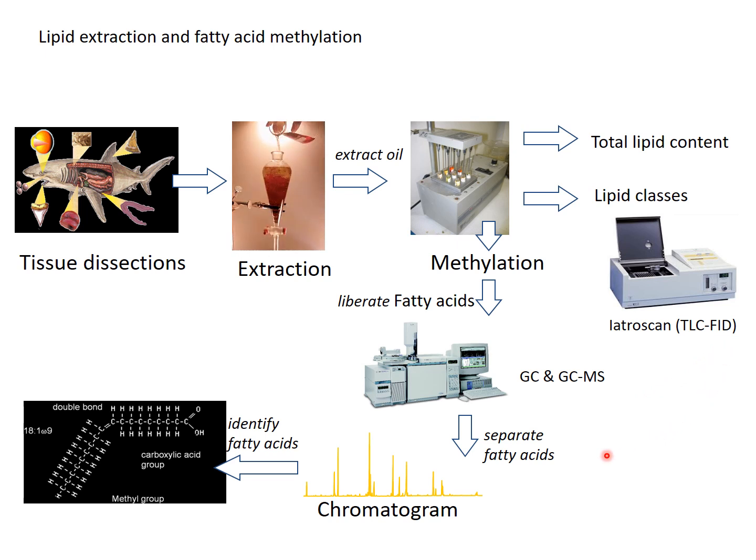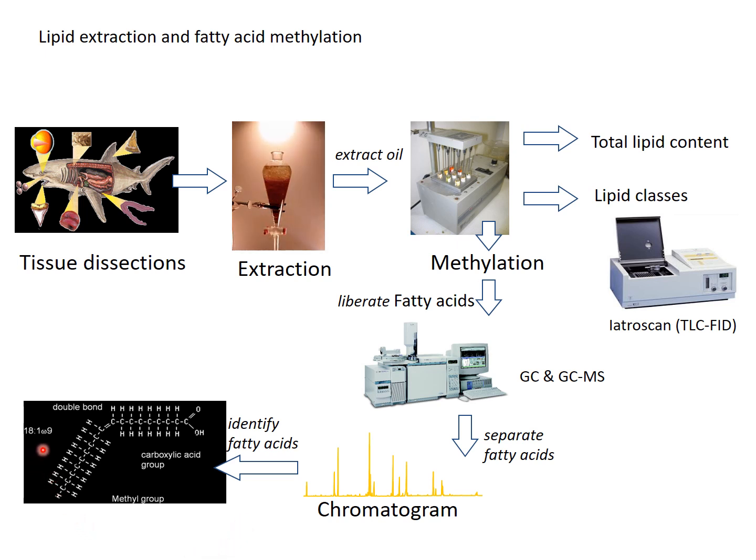And so we separate these now volatile fatty acids after methylation on a column to get this chromatogram, and each of these peaks is a fatty acid that has been methylated, and the area under the curves gives us the quantity. And again, we would identify by the retention time when they come out on the column and by mass spectrometry. Here we have such a fatty acid that has been identified.